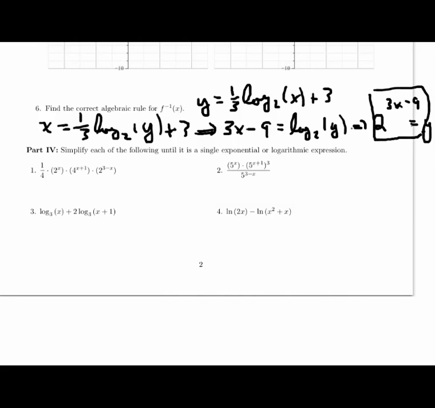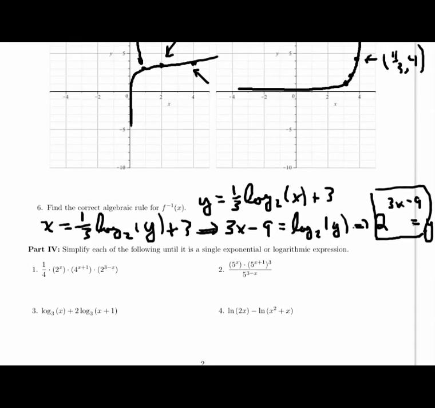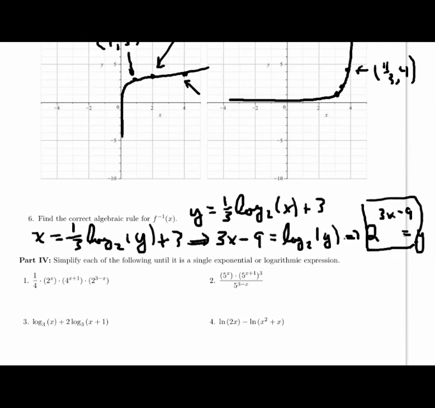And if you wanted to check, you could ask your calculator to draw a picture of that and compare it to the graph that we sketched by just doing the symmetry from the original picture, and they should match up.